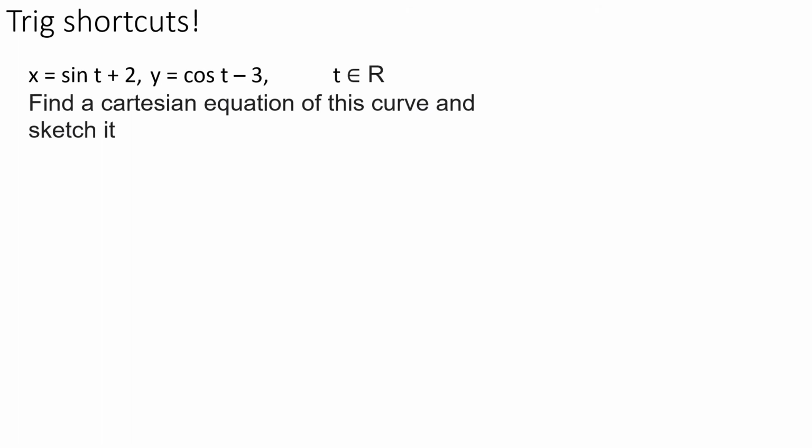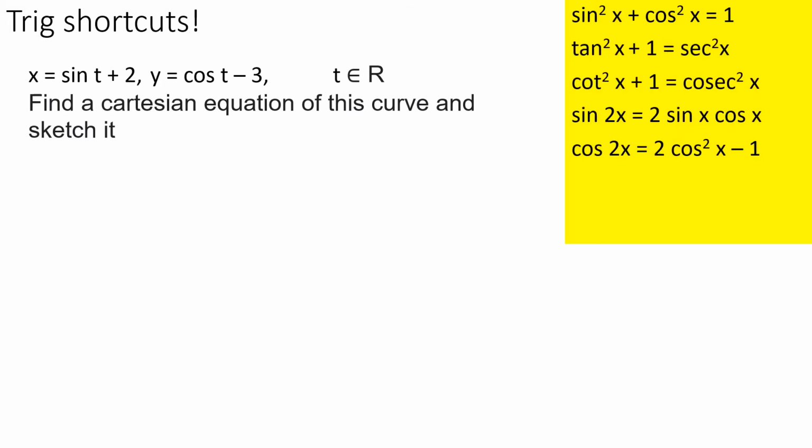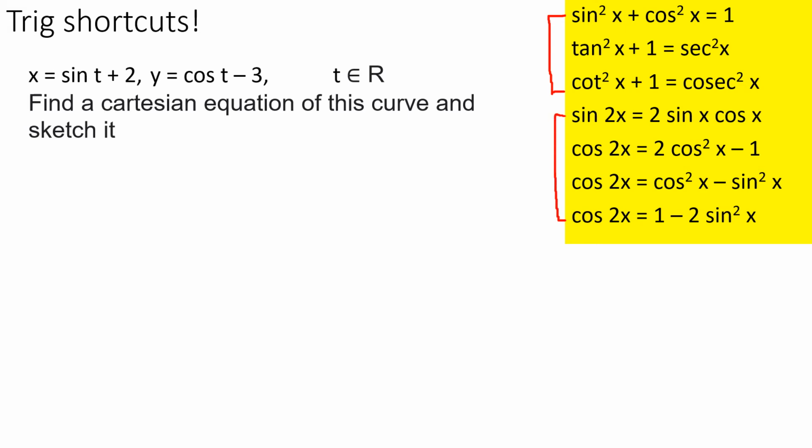Something else to bear in mind is that we can have some trig shortcuts when we're doing our Cartesian things. So just as a reminder, those are the trig shortcuts that you should be familiar with. We've got these three, which are kind of all offshoots of sine squared plus cos squared equals 1, and then we've got our double angle formulas. None of these are given to you in the formula book. You need to make sure that you know them.